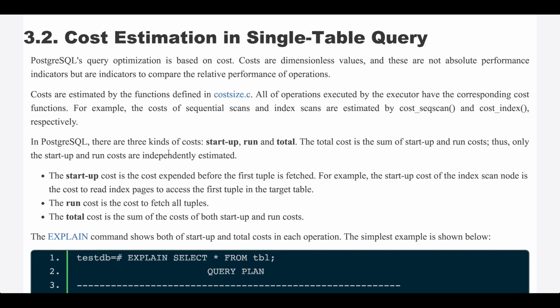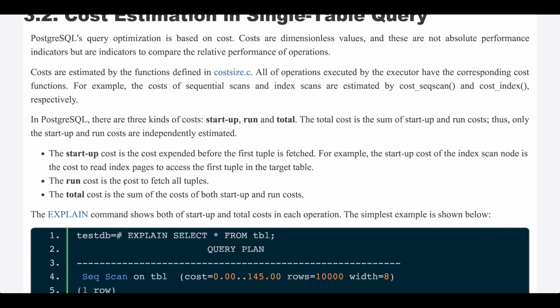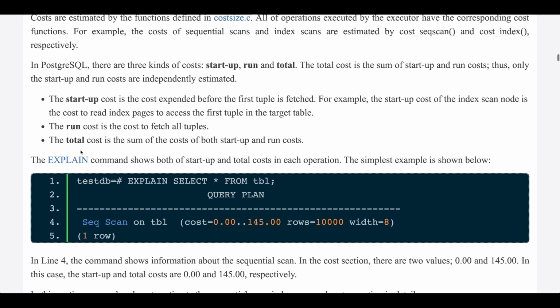In Postgres, there are three kinds of costs: startup, run, and total. The total cost is the sum of startup and run costs. Thus, only the startup and run costs are independently estimated. The startup cost is the cost expended before the first tuple is fetched. For example, the startup cost of the index scan node is the cost to read index pages to access the first tuple in the target table. The run cost is the cost to fetch all tuples, and the total cost is the sum of those.